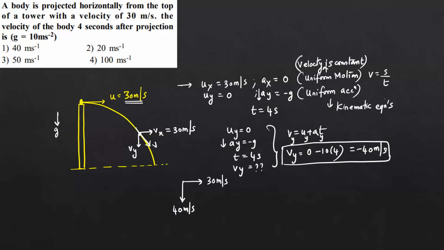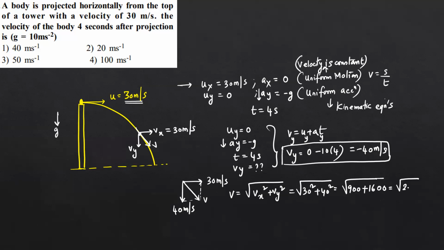Minus just indicates downward. How do you find the net velocity? Using the parallelogram law. The net velocity V, according to the parallelogram law, is the root of Vx square plus Vy square. Or you can also write it in vector form and then take the magnitude. So that is equal to root of 30 square plus 40 square, which is root of 900 plus 1600, which is nothing but 2500, and that is nothing but 50 meters per second. That is the velocity at time t equal to 4 seconds. Option number 3 will be the solution.